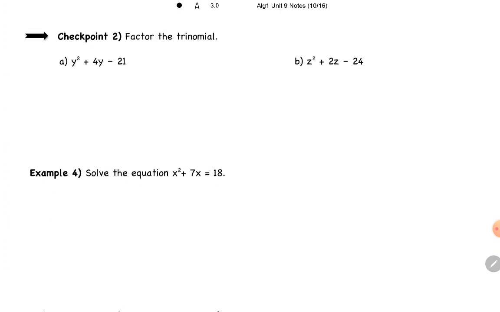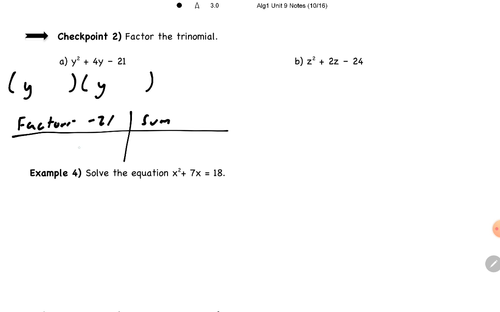Alright, let's do some more. Y, parentheses, y, create some space. Okay, factors of 21, or negative 21, that's important, and they sum up to 4. So let's try 7 and negative 3. That equals negative 21 when we multiply them together, and when they add up, they get positive 4. So this is y minus 3, y plus 7.